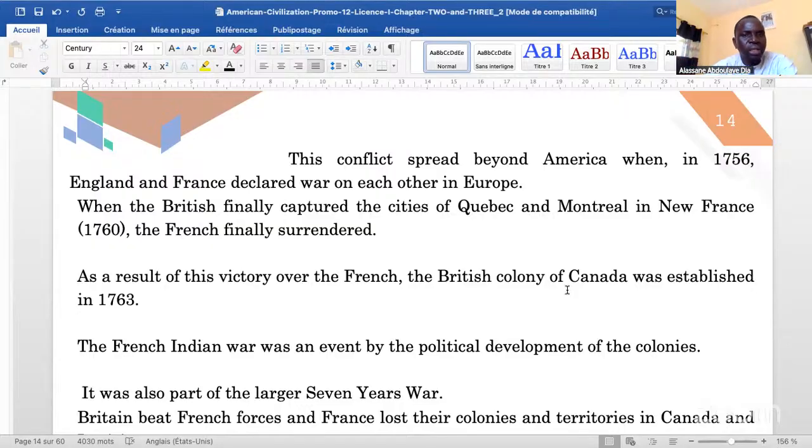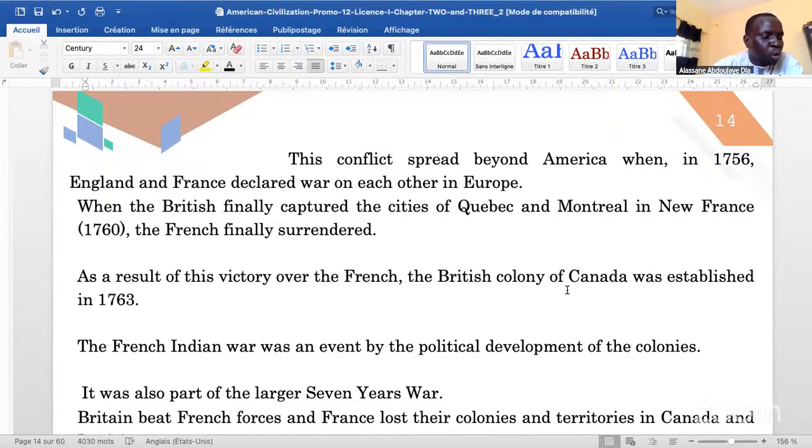What does it mean? It means that the British have gone north and they have occupied some French colonies. They have taken Quebec and Montreal. So that's why today you see that Canada speaks two languages, English and French. Why? Because at the time of colonization, Canada was occupied first by the French.